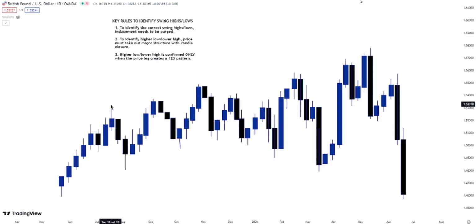Will you say this is your correct high? It needs inducement. Rule number 1 must be fulfilled. And where is the inducement here? Look at it here. Price printed a high and then came back down to take out this low. And before you know it, price went back higher and came back down to take out this inducement. Simple. This is your inducement in the market.